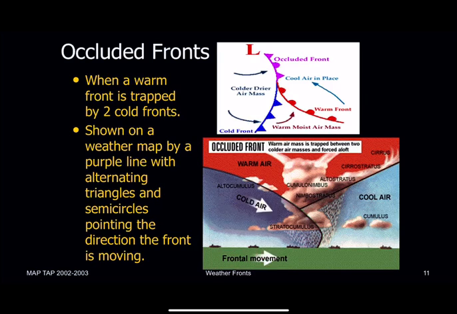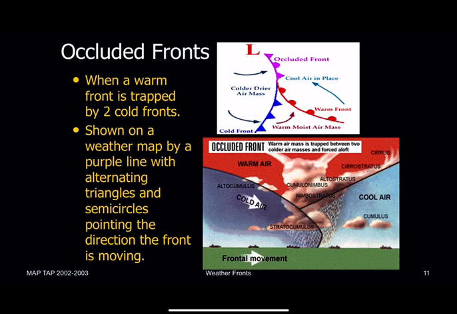So now let's talk about occluded fronts. A cold front is represented by a blue line with triangles. A warm front is represented by a red line with circles, but an occluded front is represented by a purple line with both triangles and circles. An occluded front occurs when a warm front is trapped by two cold fronts. These two cold fronts lift up that warm front.